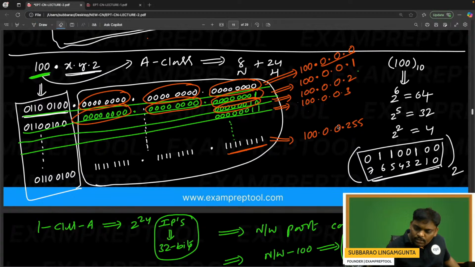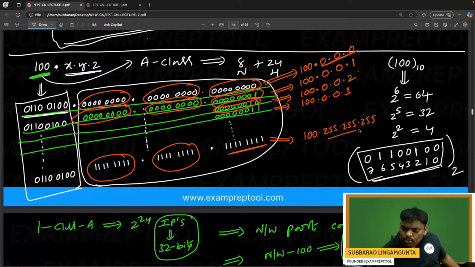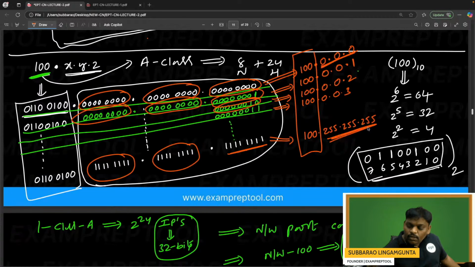All zeros to all ones. All ones means 255, 255, 255. So remember, host part all zeros to host part all ones, while the network part is fixed. Remember, every IP contains 32 bits.